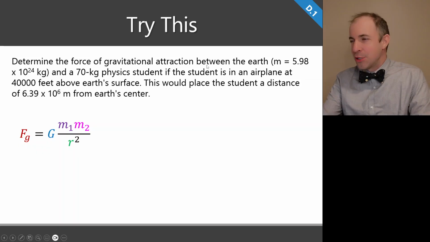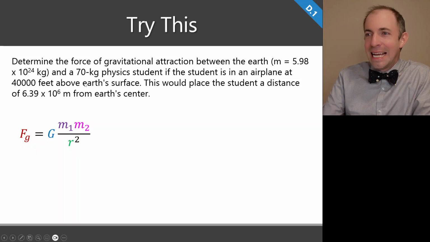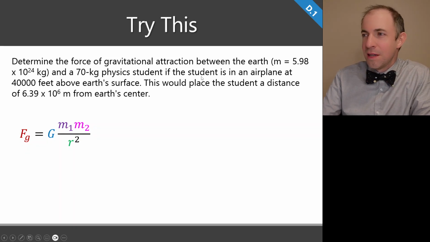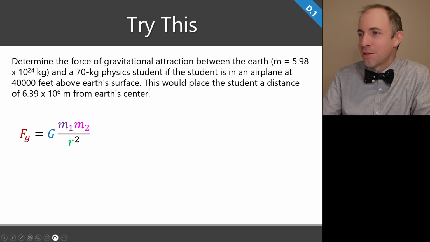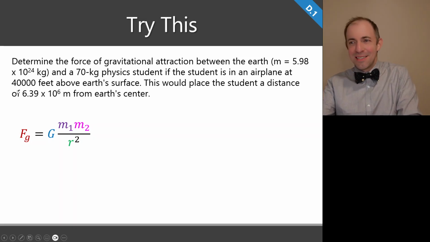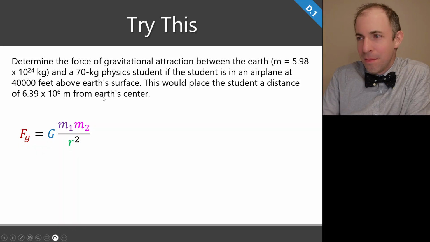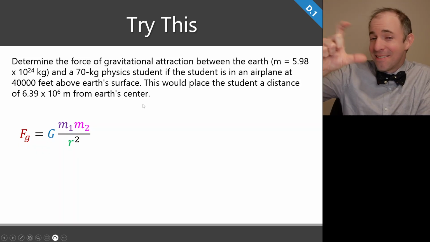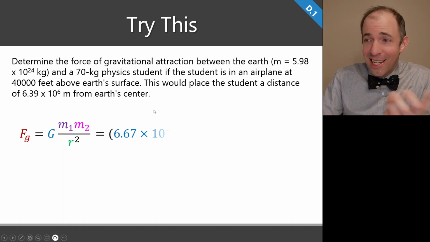Determine the force of gravitational attraction between the Earth, which has a mass of 5.98 times 10 to the 24th kilograms, and a 70 kilogram physics student. If the student is on an airplane 40,000 feet above the Earth's surface, that would place the student at a distance of 6.39 times 10 to the 6th meters from the Earth's center. So that radius of the Earth has already been factored in here. We can just plug everything in.